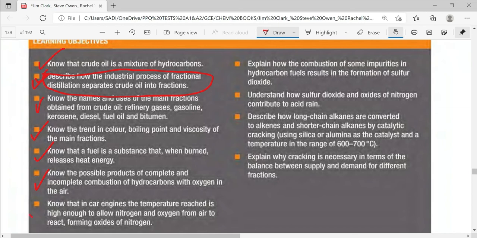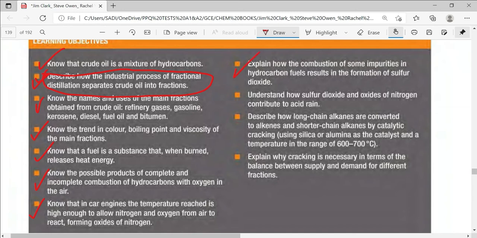Know that in car engines, the temperature is high enough to allow nitrogen and oxygen from air to react, forming oxides of nitrogen. The temperature is around 600 to 700 degrees Celsius. So we can get nitrogen monoxide, nitrogen dioxide, dinitrogen tetroxide, and several other oxides. Nitrogen can only react at 600 to 700 degrees Celsius in your cars.